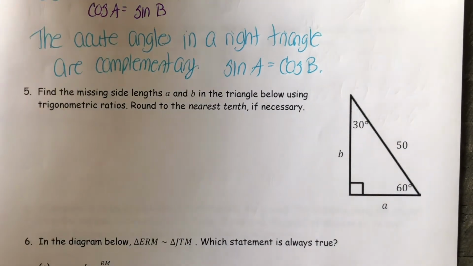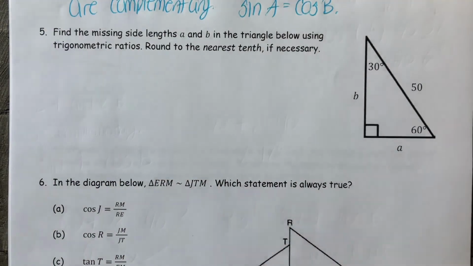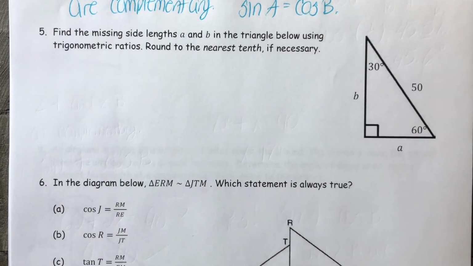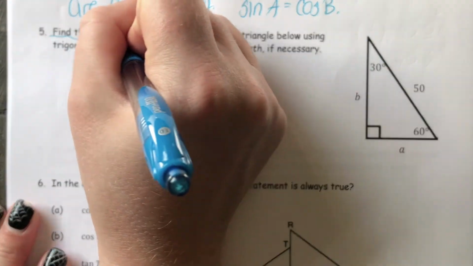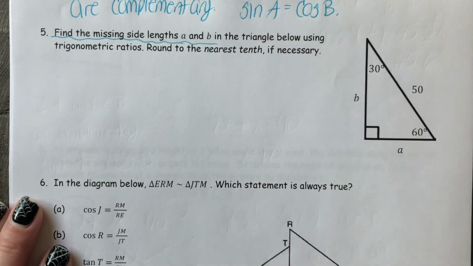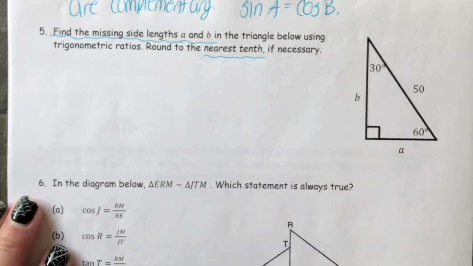All right, let's look at number 5. It says, find the missing side lengths of A and B in the triangle below using trigonometric ratios. Round to the nearest tenth if necessary. All right, here we go. Find the missing side lengths A and B, and then again, I have to round to the nearest tenth if necessary.